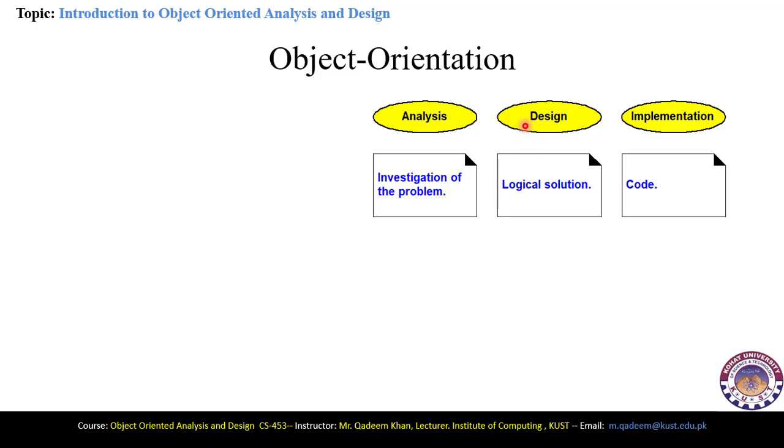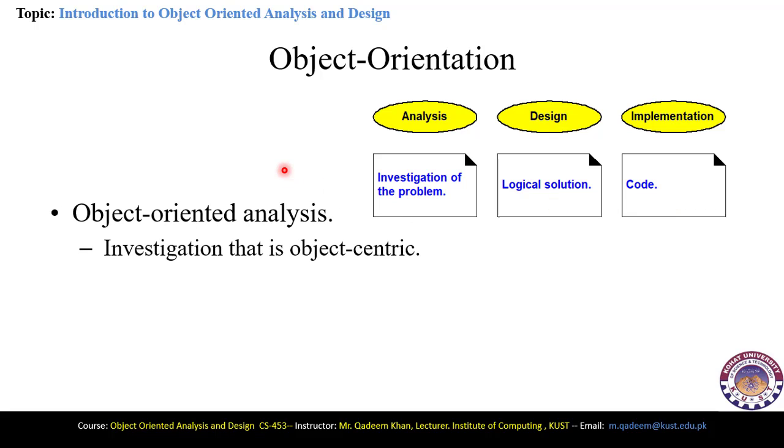Then, after analysis, we have to design the system. Designing the system means that we have to identify or develop the logical solution of the problem. After designing, we will perform the implementation. The implementation will be created from the design, and in the implementation, we will create the code. Now, these steps are also provided in different terms. In object-oriented analysis, we will investigate whether the problem is object-centric.